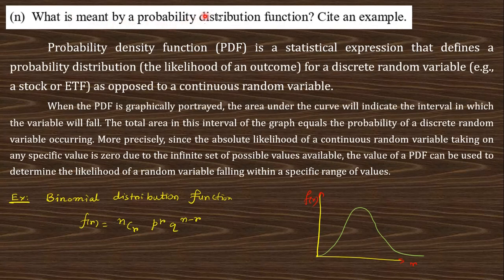What is meant by the probability distribution function? Cite an example. Probability distribution function is a statistical expression that defines a probability distribution for a discrete random variable, and these are the examples. Just go through these examples. For example, the binomial theorem is an example of the binomial distribution. For example, there is a multiple choice question in an examination, and any student can guess to solve this question. This can be solved by this probability distribution function, right. So, this is the use of the probability distribution function, or an example of this.